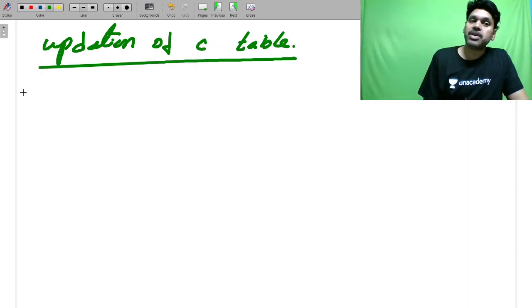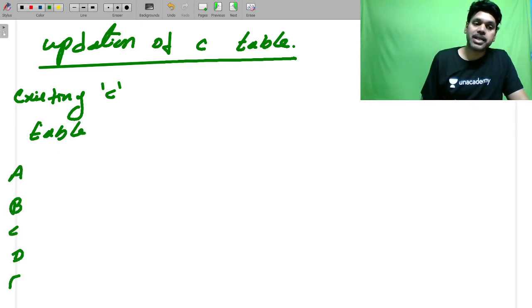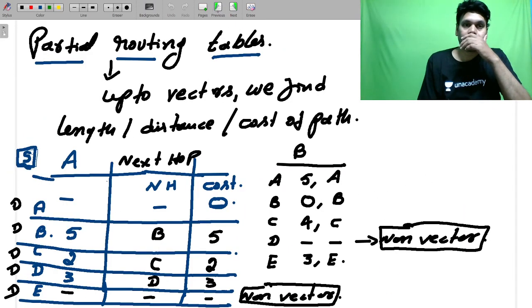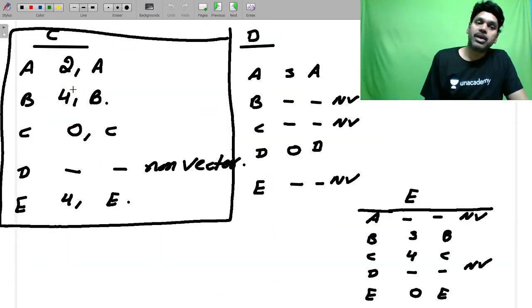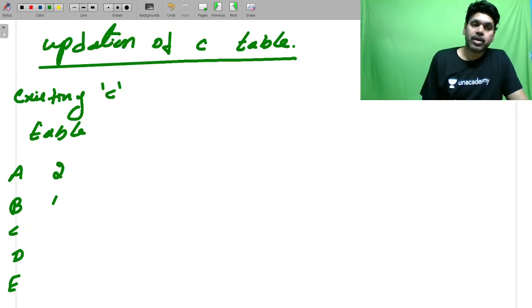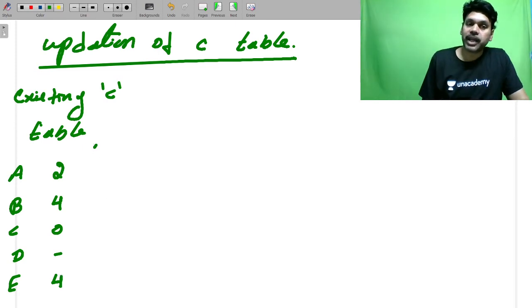So for the updation of the C table, you take the existing C table. What is the existing C table? I am getting a partial table: A, B, C, D, E. What is the C table? Your C table is 2, 4, 0, null, 4. Okay. Now your next hops you know. It's direct.